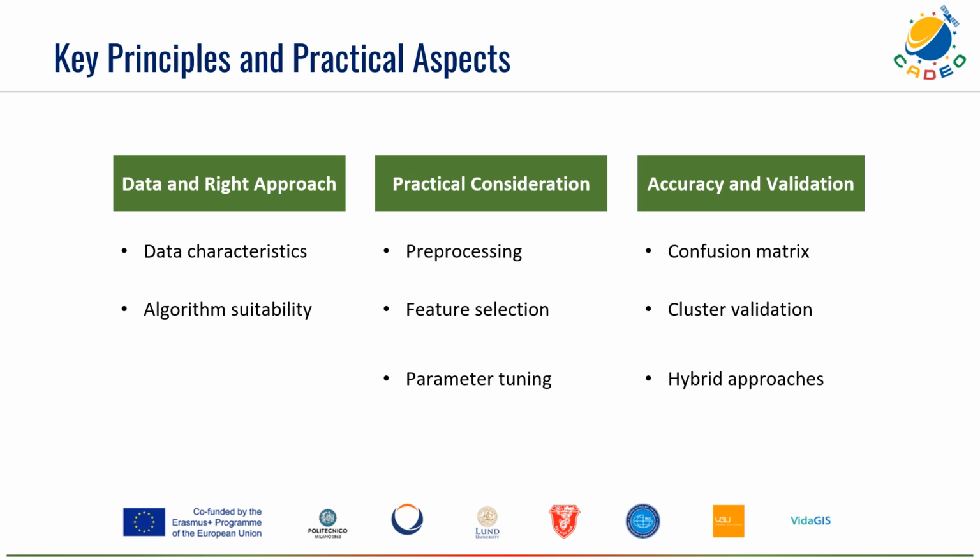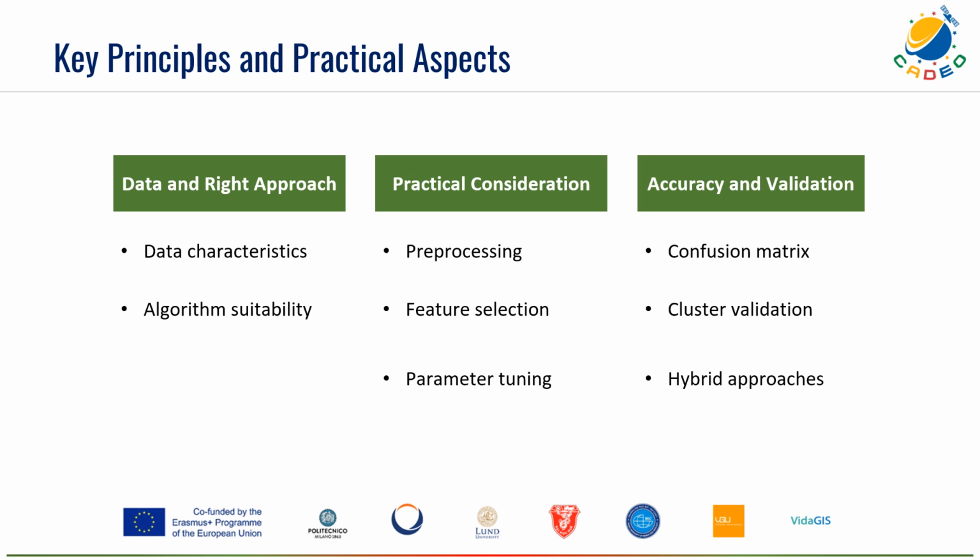And different algorithms are used for different types of data and applications. For example, SVMs are effective for high-dimensional data, while k-means clustering is suitable for initial exploratory analysis to identify potential clusters. And the second one we have to take into account is the practical considerations in implementation: pre-processing, feature selection, and parameter tuning.